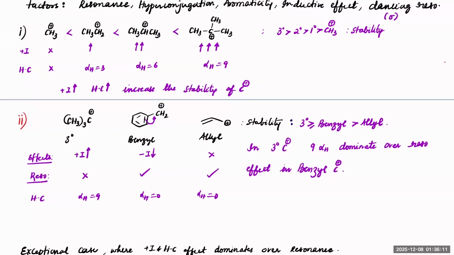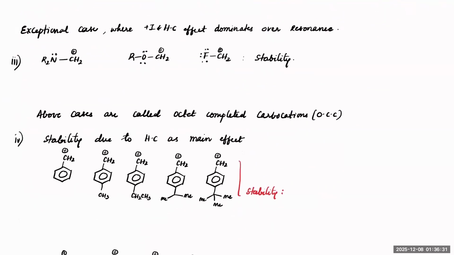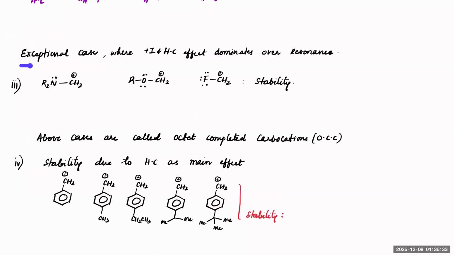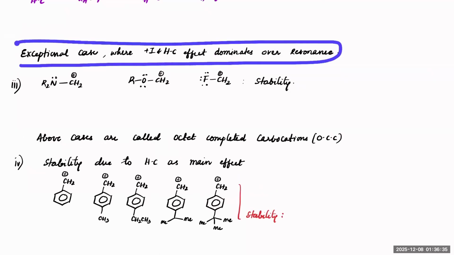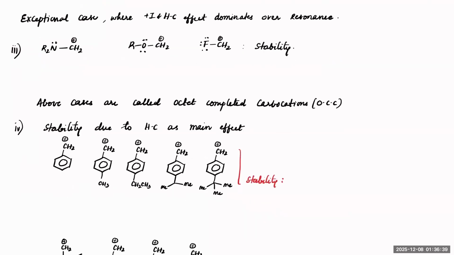Everybody, the first two cases are clear? So this is an exceptional case where plus I and hyperconjugation dominate over resonance. See the third case now.